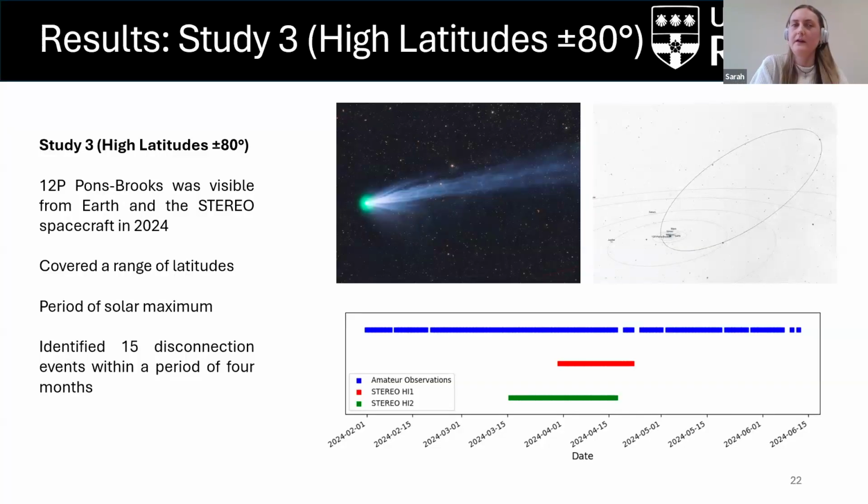So yeah, again, this is just one comet we looked at. This was Comet 12P Pons-Brooks, and this was visible from Earth in 2024. It was actually visible from Earth for around 4.5 months, so it was quite a long time period for which we could see it.